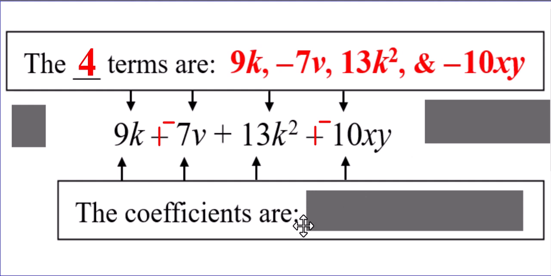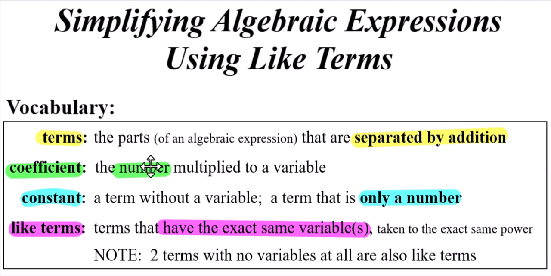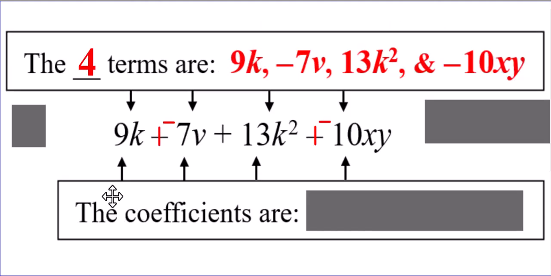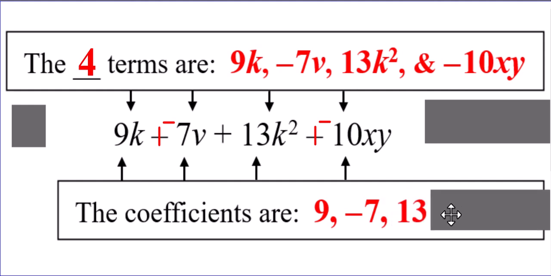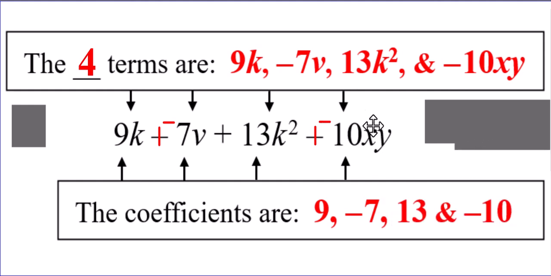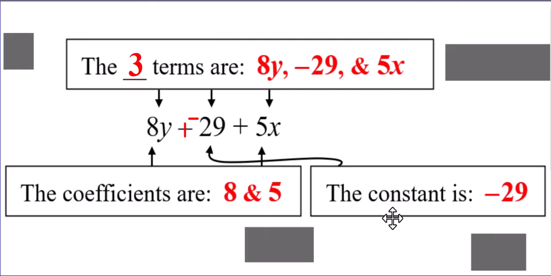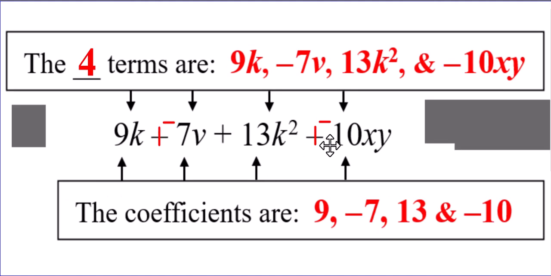Who are the coefficients? Well, we're looking for the numbers that are multiplied to a variable. So 9 is a coefficient, negative 7 is a coefficient, 13 is multiplied to k squared, so 13 is a coefficient, and negative 10 is multiplied to xy, so negative 10 is a coefficient. You're like, well, Mr. Underkoffler, why didn't you mention constants like you did on the previous one? Because a constant is a number that does not even have a variable. On the example we have here, all 4 terms had variables, so there were no constants in this algebraic expression.